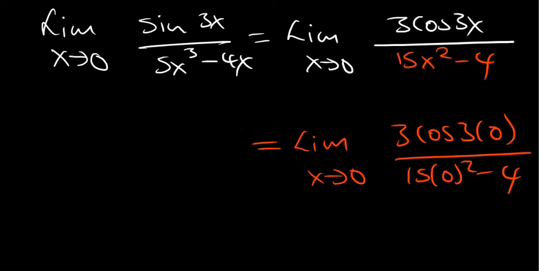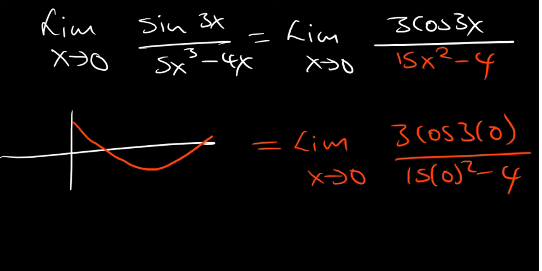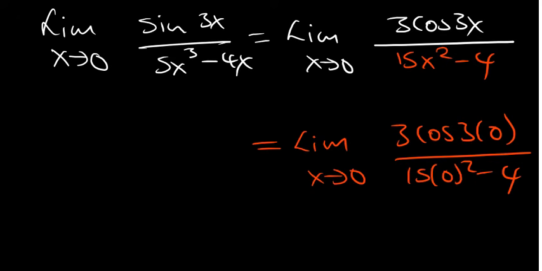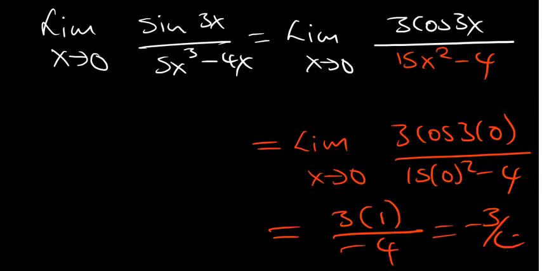So cosine of 0, if you know your trig functions, this is a cosine function. So it starts at that point. So cosine of 0 is 1. So therefore, you have 3 multiplied by 1 on top, and then the denominator, this part is just equal to 0, so you have over negative 4. So which also is equal to negative 3 over 4. So whether you use L'Hôpital's rule or the normal way of approaching the questions, you still get to the same answer.